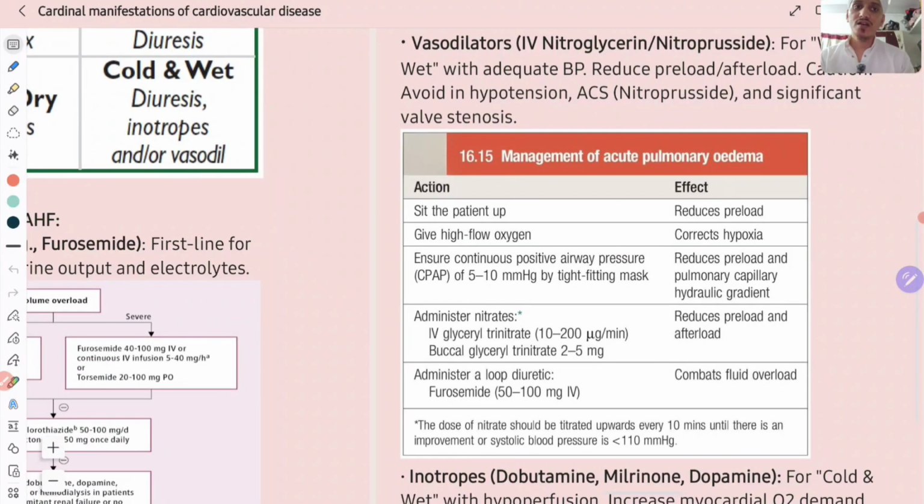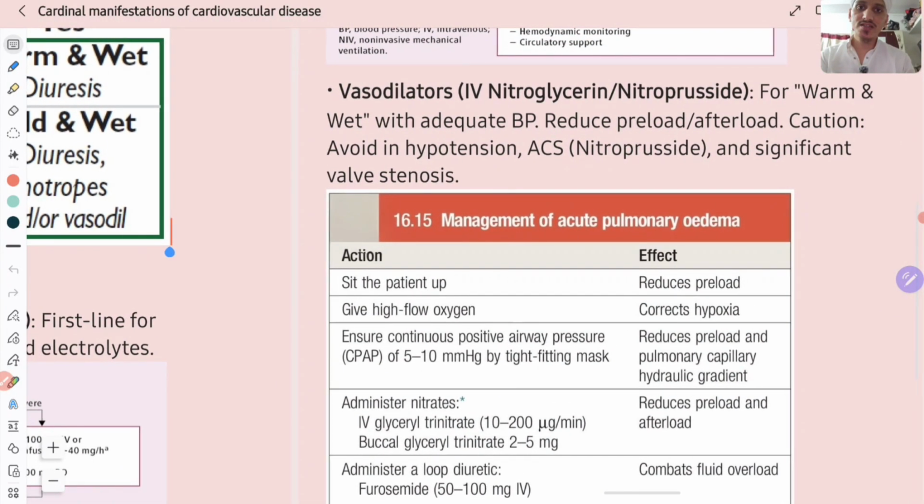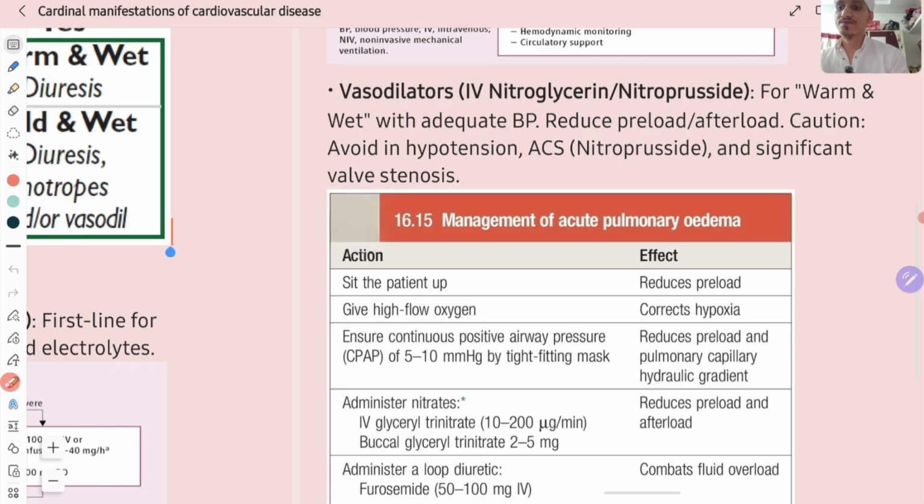Okay, now coming to vasodilators, and among them the most important are nitrates. So vasodilators, IV nitroglycerin and or nitroprusside. These are considered in patients who are warm and wet. Means congestion is also there, but BP is maintained. Adequate BP. There you consider these vasodilators. They reduce preload and afterload. But caution. You should be cautious.